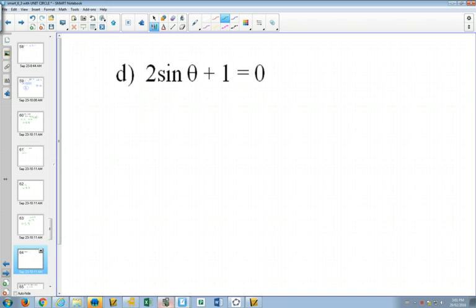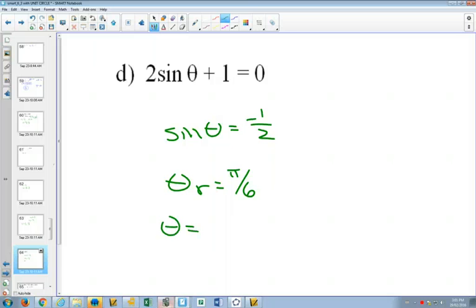Ooh, a little bit extra work on this one. You have to first move everything over and get sine theta by itself. Can you see that if you did that, you'd get -1/2? Subtract 1 on both sides, divide by 2. Now that sine theta is -1/2, do we recognize what family that is? Pi over 6. What quadrants is sine negative in? 3 and 4. So in quadrant 3, we have 7 pi over 6. Quadrant 4, 11 pi over 6.